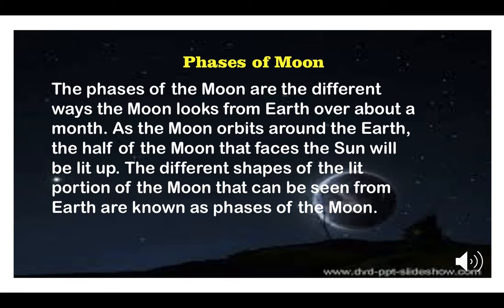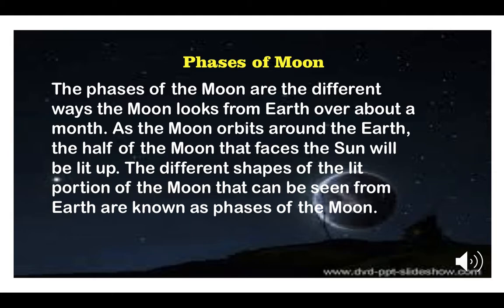Students, have you ever seen the moon on a clear night sky? If you observe the moon, you have seen that it doesn't look the same on all nights. On some nights the moon is big and round. On other nights it is thin and slice shaped. Have you ever thought why the moon looks different every night?